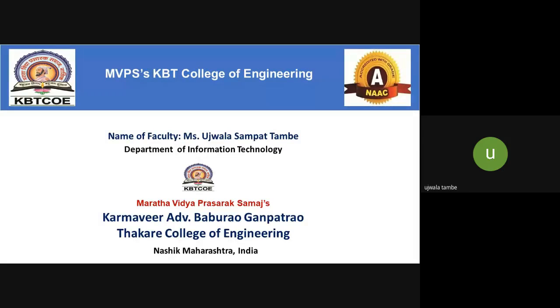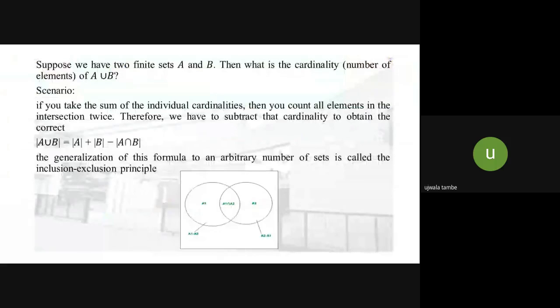So let's start with the principle of inclusion and exclusion. As I already told you how to draw a Venn diagram, first we have to consider the part of intersection, and then we go with the individual part.